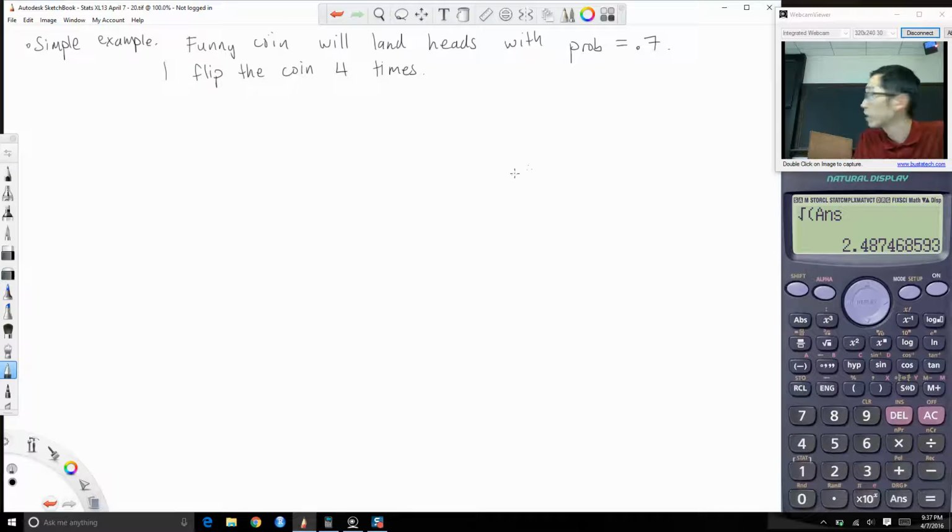Okay, and I want to know, what is the probability I get, we'll say, 2 heads? So if I get 2 heads, how many tails do I have to get? 2, right? So 2 heads also implies 2 tails, right?